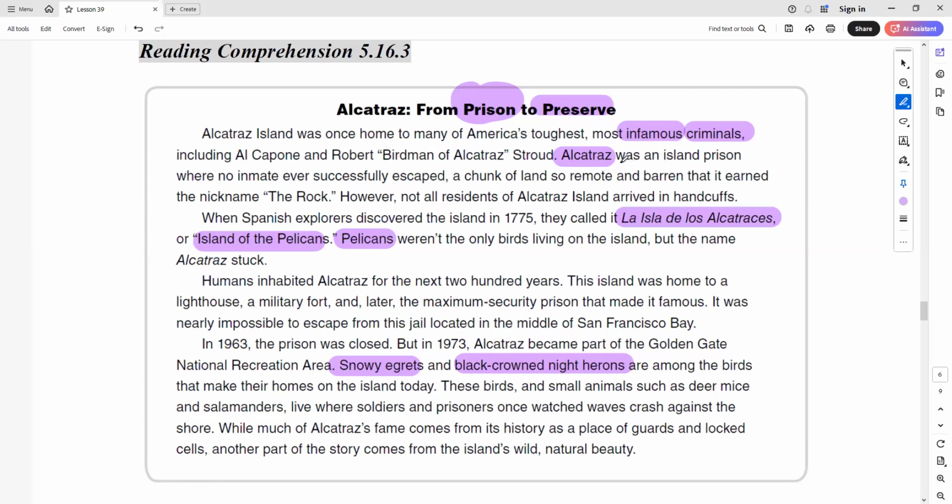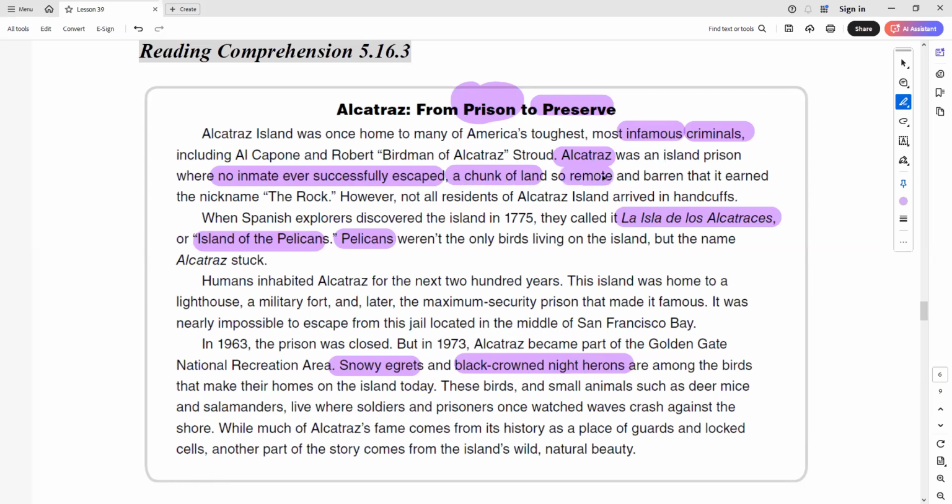Alcatraz was an island prison where no inmate ever successfully escaped. 这句话就告诉我们，inmate 就是囚犯，没有一个囚犯成功逃脱过。Successfully escaped. 没有一个囚犯成功的逃脱过。Okay, a chunk of land. 这里是 a chunk of land，就是大部分的土地。Chunk 是部分嘛。A chunk of land so remote and barren.